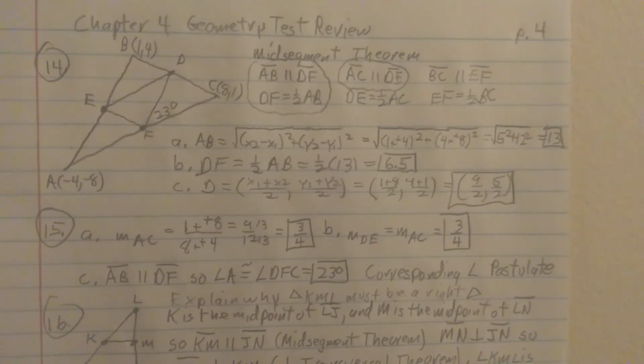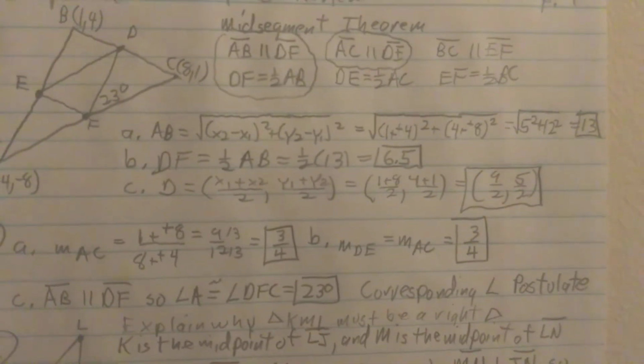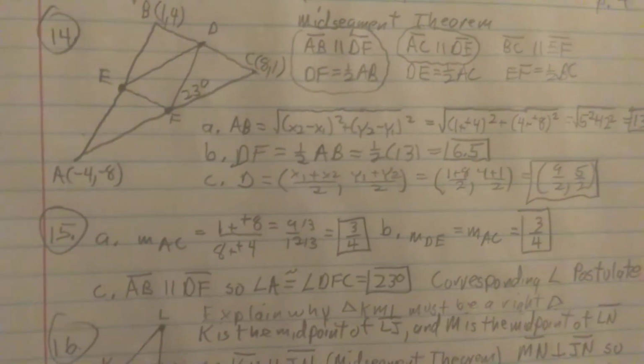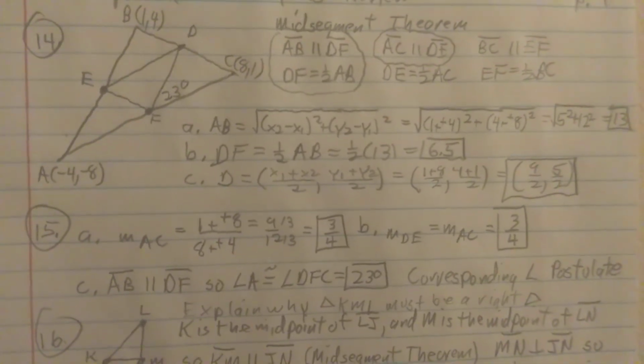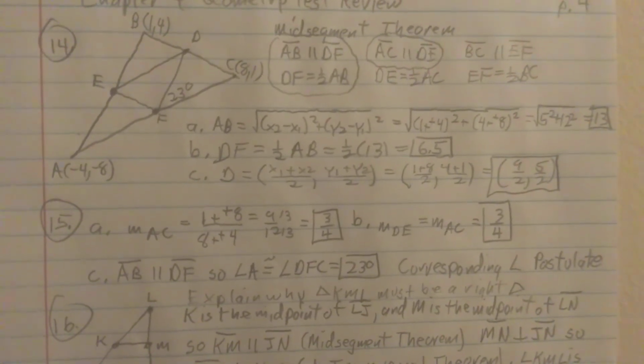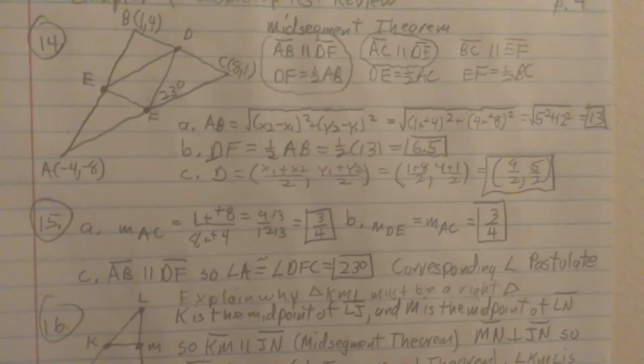And BC is parallel to EF, and EF is 1/2 the length of BC. Now we're going to use for 14 and 15, AB is parallel to DF, DF is 1/2 AB, and AC is parallel to DE. So first we get the distance for AB.